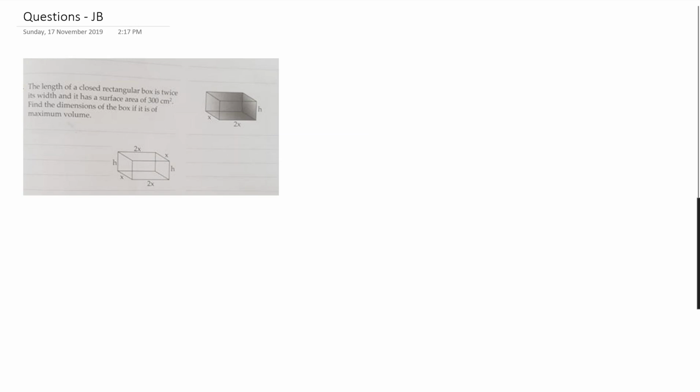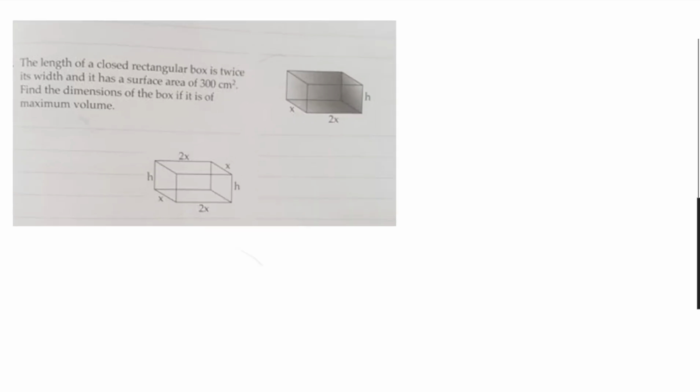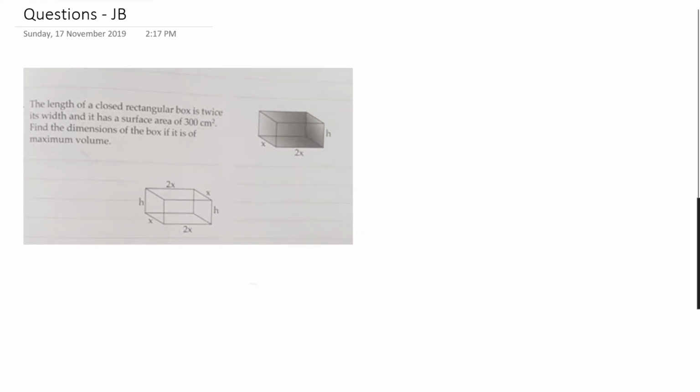What we've got here is a rectangular box, and a few things have already been given to us. The length of the closed rectangular box is twice its width, so the diagram's already given to us. And it also says that it has a surface area of 300 centimeters squared. Now we've got to figure out the dimensions of the box so that it gives the maximum volume.